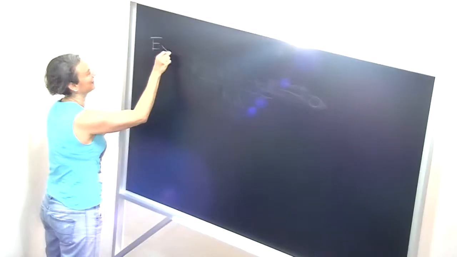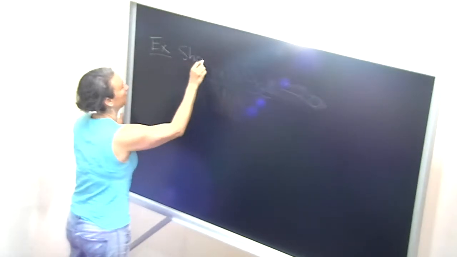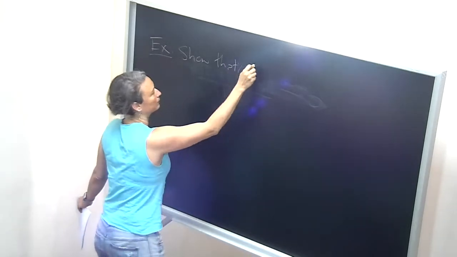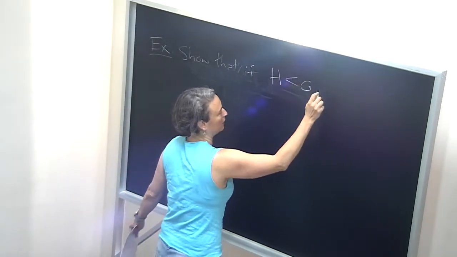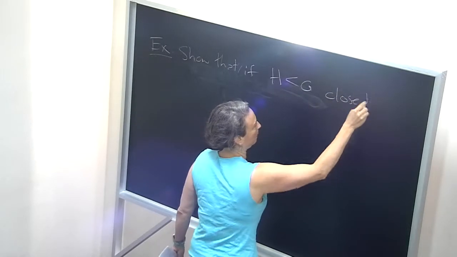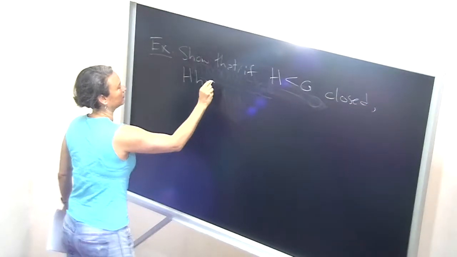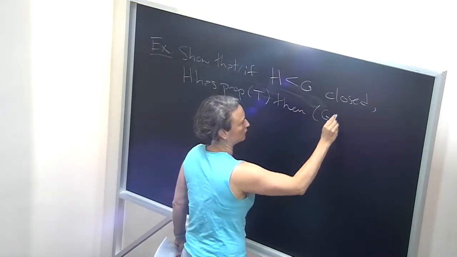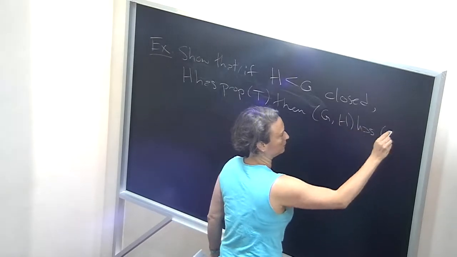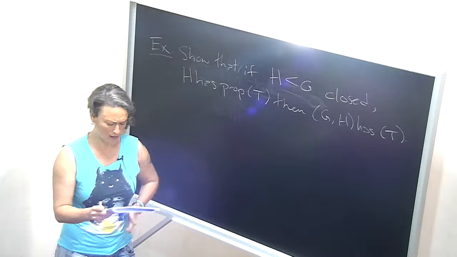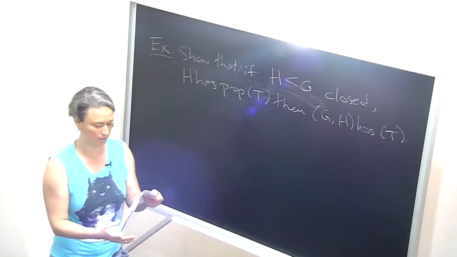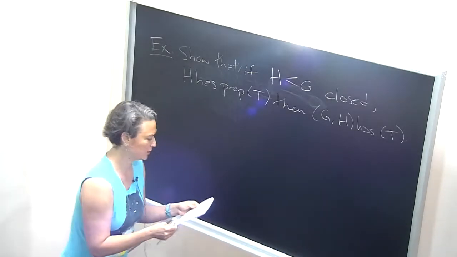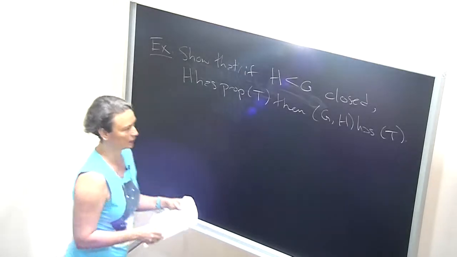So it's an exercise. Show that if H is in G, is closed, and H has property T, then G/H has property T. Okay? And we're going to use that soon. Yeah, so maybe I'm going to go ahead. No, I'll just write the corollary.